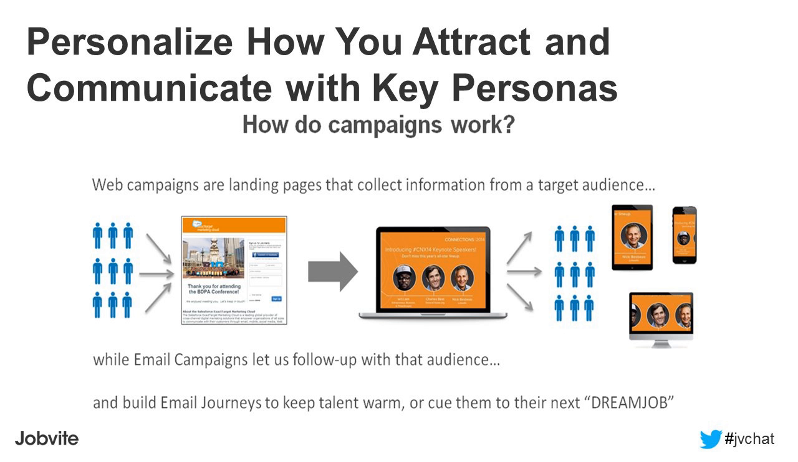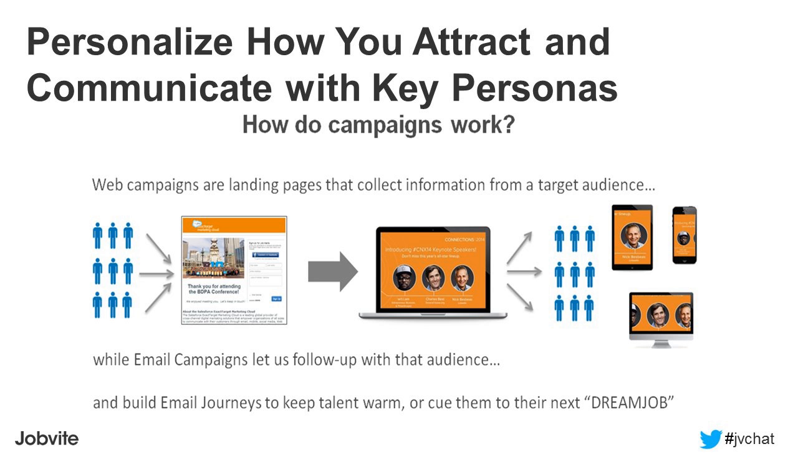So here's a 1,000-foot view. This is a slide that I took from when I was a customer. But again, it breaks it down very simply. So think about, at a 1,000-foot view, how to use Jobvite Engage in web campaigns. Well, web campaigns, they're the landing pages. They collect information from your audience. They can be viewed on a tablet, on a phone, on a desktop, laptop, etc. So really the landing pages attract individuals in.